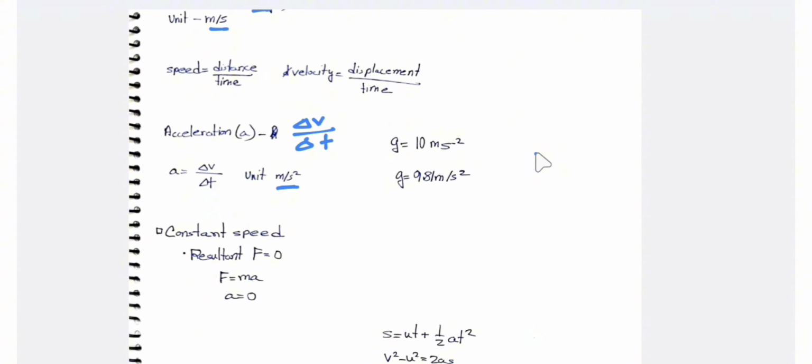For gravitational field strength, let's suppose this is an object in air. The weight is acting vertically downward, and weight is equal to mass times gravitational field strength, and this gravitational field strength is g. In mechanics it is 10 meter per second squared, and for physics you have to consider 9.81 meter per second squared. These values are given in the data booklet or in the front of the question paper.